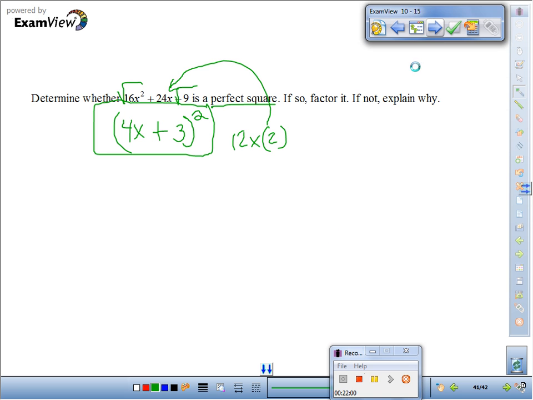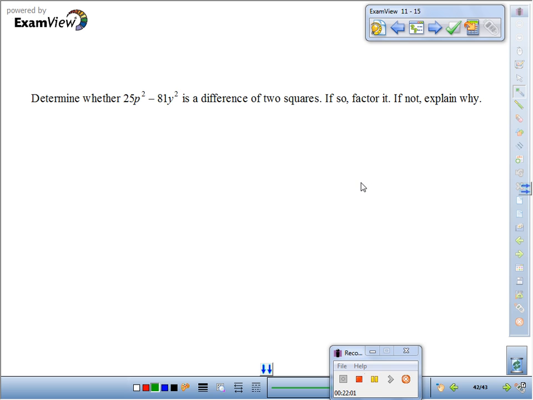Number 11. Determine whether 25p squared minus 81y squared is a difference of 2 squares. If so, factor it. If not, explain. Once again, if you want to label this one difference of squares, copy the binomial and put the difference of squares with a question mark. You want to check for that. 25p squared minus 81y squared. Pete, choose someone. Luis.